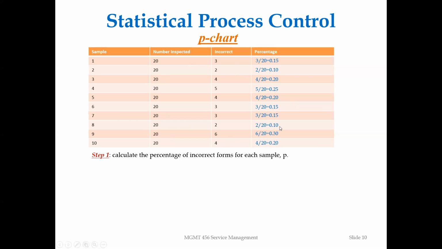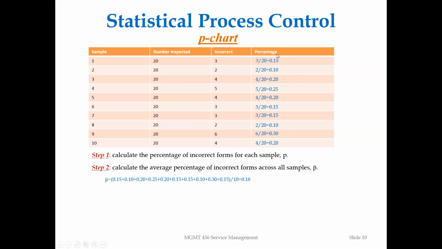This is not difficult, but it might be a little tedious if you have a lot of samples. Step 2, calculate the average percentage of incorrect forms across all samples, so p-bar. In step 1, we had the p for each sample. In step 2, we need to calculate p-bar. We know bar means average, so p-bar means the average of all the p's, in other words, the average of these 10 numbers. We take 0.15 plus 0.1 plus 0.2 all the way to 0.2, divided by 10 because we have 10 samples. So p-bar in this example is 0.18. This is step 2.